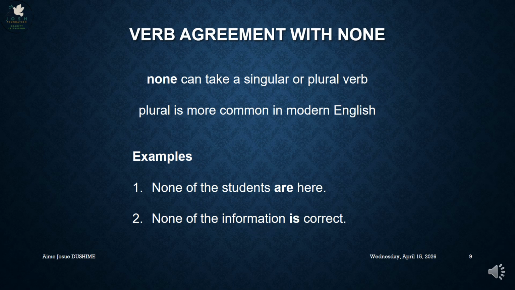If a person says something and then you want to agree with it, that's what we call agreement. So I can use none this way. I say none of the students are here. The person can ask, aren't there any students? Then I say none of the students are here. I just agree with the fact that he or she said that none of the students are there. None of the information is correct.